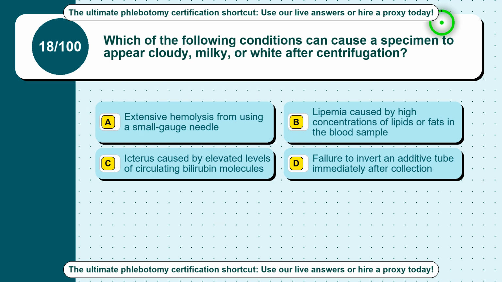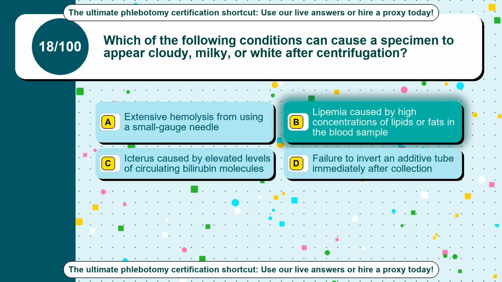Question 18. Which of the following conditions can cause a specimen to appear cloudy, milky, or white after centrifugation? Option A, extensive hemolysis from using a small gauge needle. Option B, lipemia caused by high concentrations of lipids or fats in the blood sample. Option C, icterus caused by elevated levels of circulating bilirubin molecules. Option D, failure to invert an additive tube immediately after collection.